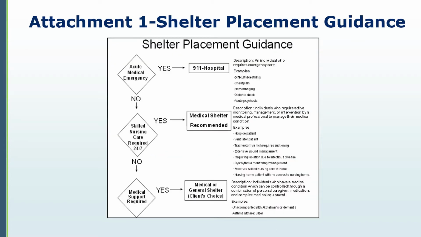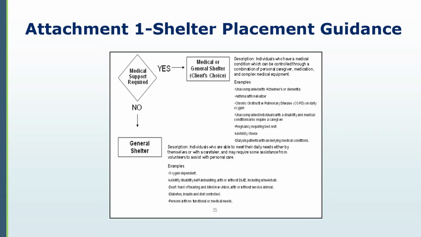Shelter placement guidance. Is there an acute medical emergency? Again, 911, hospital. Is skilled nursing care required, moving folks to a medical shelter? Or is it just general medical support that we can identify and provide within the context of a general population shelter? We cannot segregate our population based off individuals with disabilities. We cannot do it. The Department of Justice is very clear on that. It is our obligation to our partners, to our communities, to try to support them in the location where they have the most independence. That is our goal. That is what the support of the toolkit is.